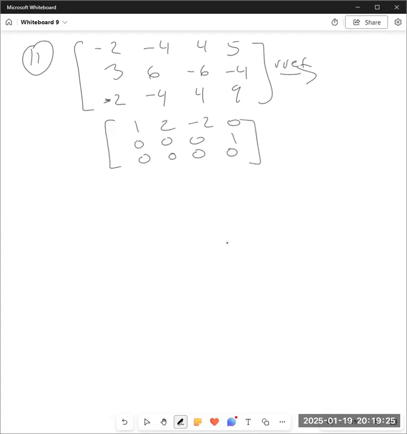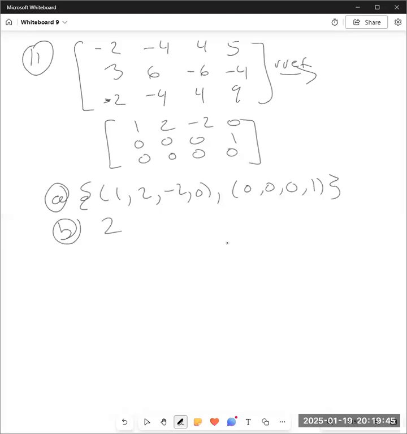So I'm not interested in the row of zeros for my basis. I only want the rows that are non-zero. So 1, 2, negative 2, 0, comma, 0, 0, 0, 1. And that gives me a rank of 2. There's one row of zeros, which will give me something called a nullity of 1. And so 2 plus 1, there's 3 rows total.